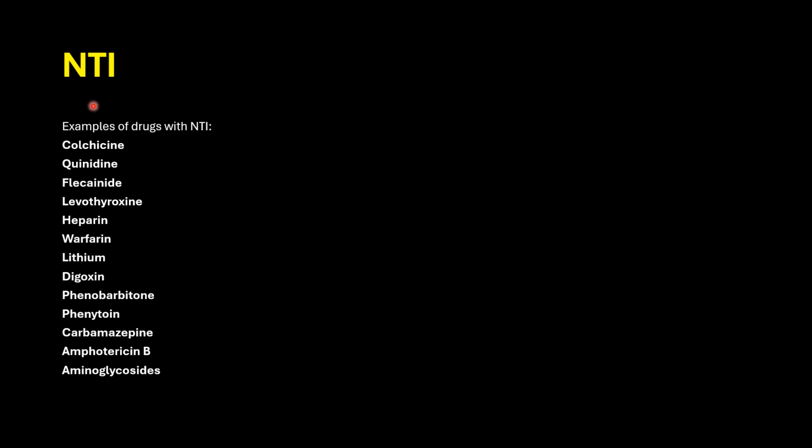Now let's quickly go through examples of some medications that are categorized to have narrow therapeutic index: Colchicine, Quinidine, Flecainide, Levothyroxine, Heparin, Warfarin, Lithium, Digoxin, Phenobarbitone, Phenytoin, Carbamazepine, Amphotericin B, and Aminoglycosides. But these will not be the only medications with narrow therapeutic index. You can find out from your pharmacist.